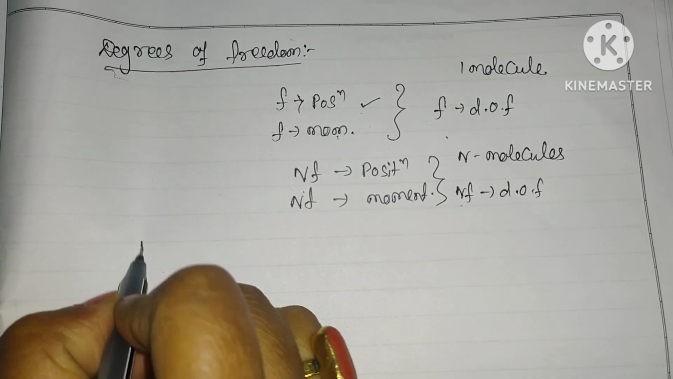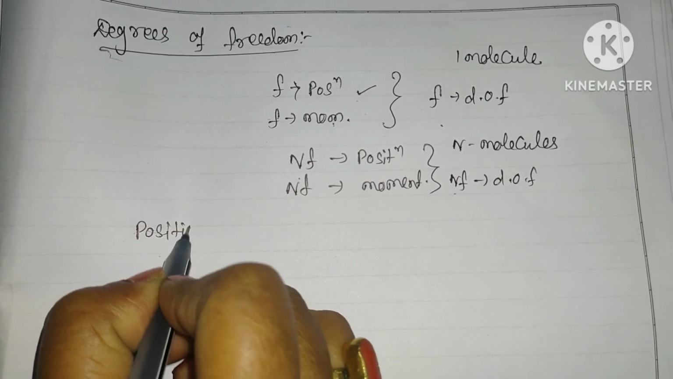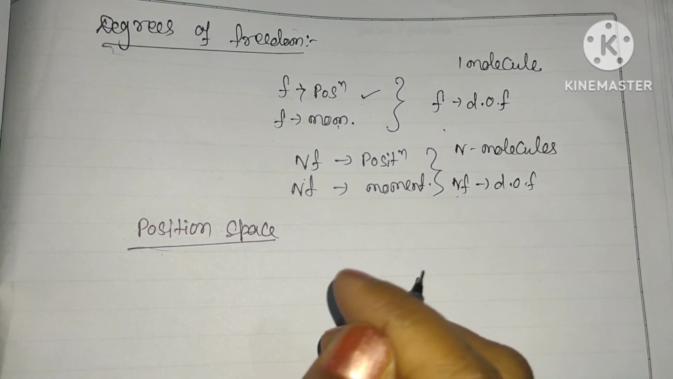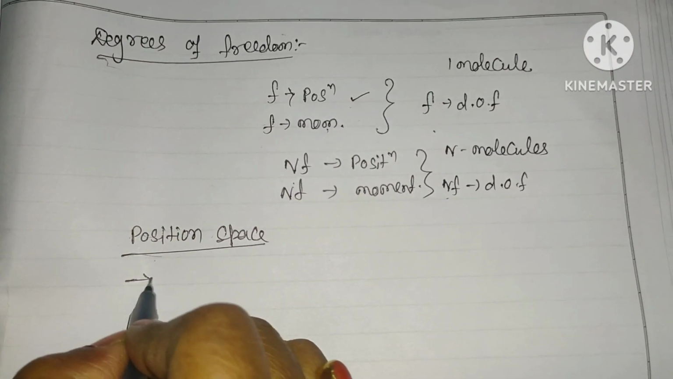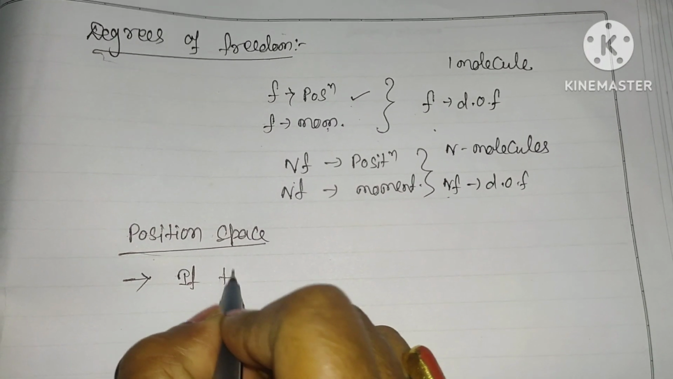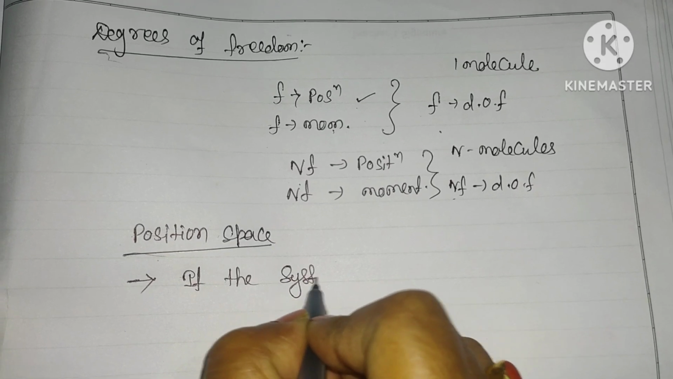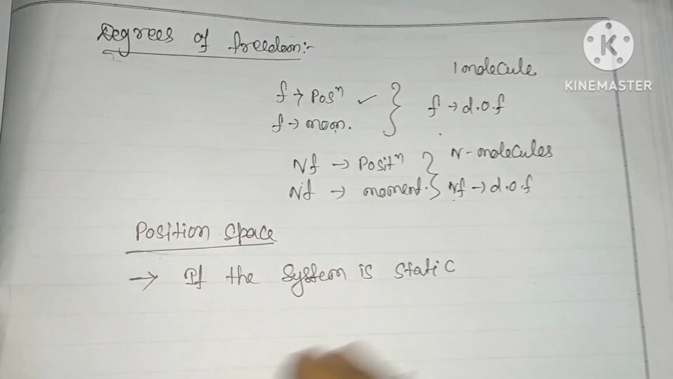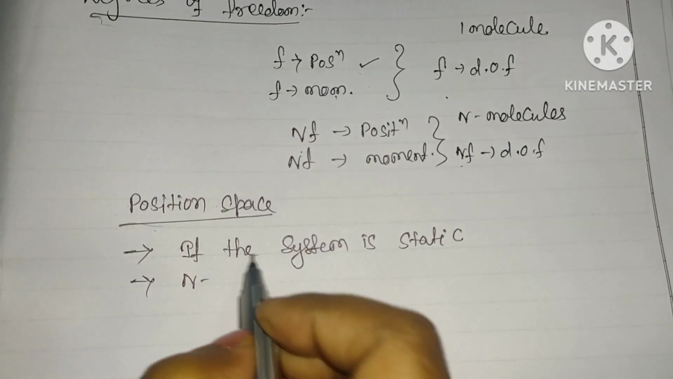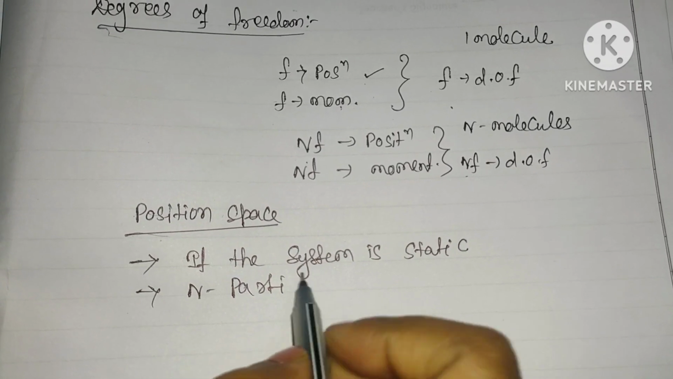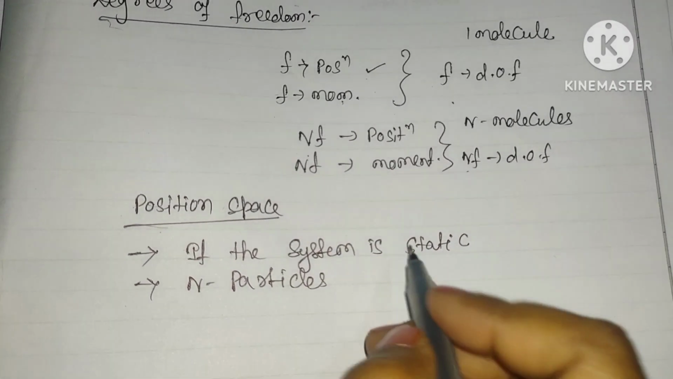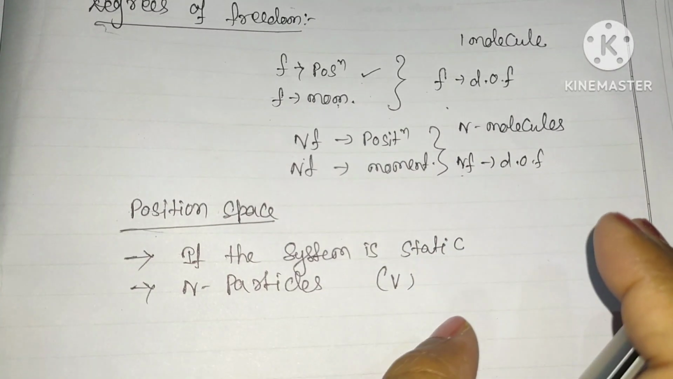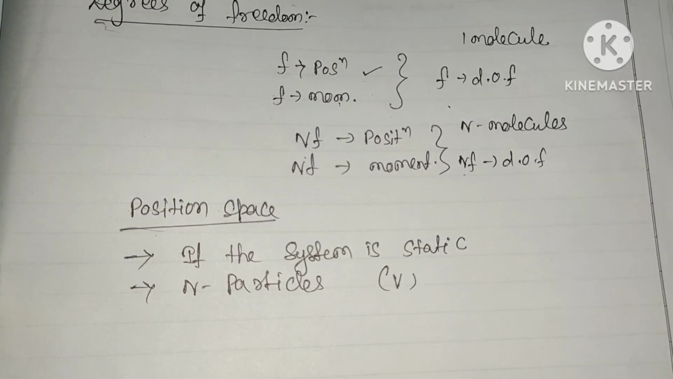Now we will see what is position space. For the static case, the system that we consider is static in nature. If the system is static, suppose there are n particles, distributed in a given volume V. If the system is static, that means all the particles remain fixed at various points in space.